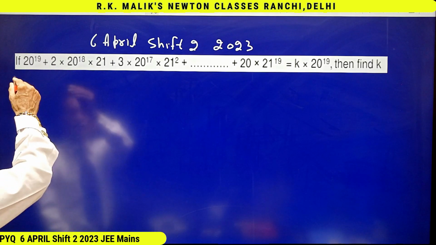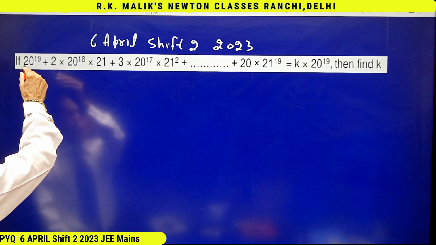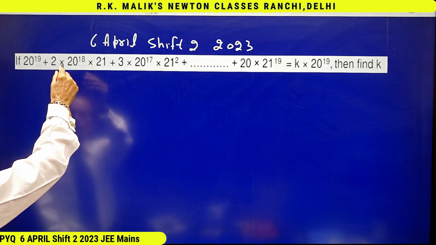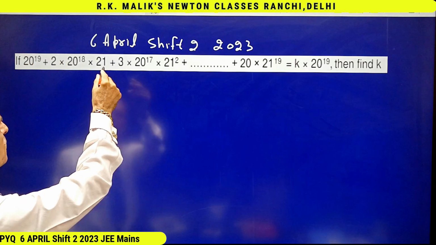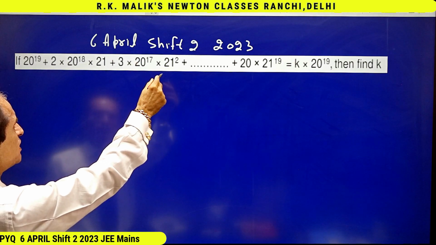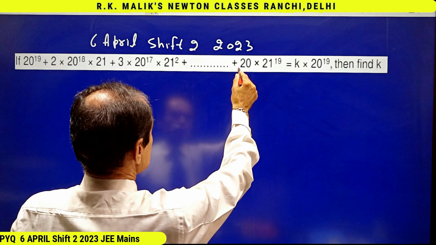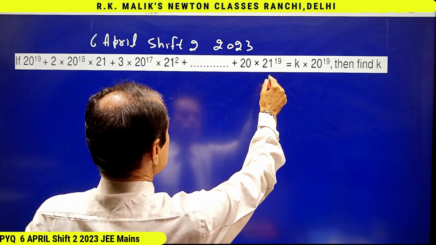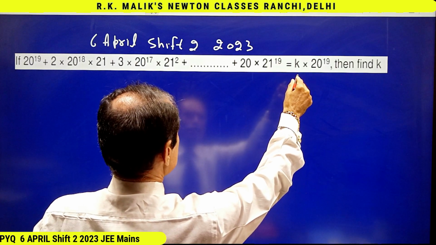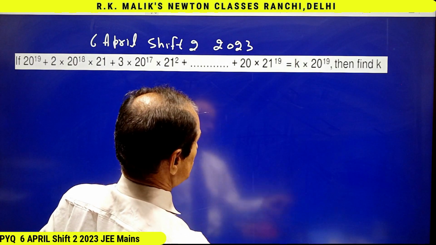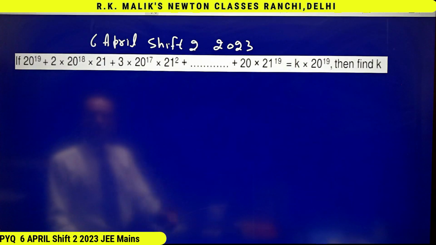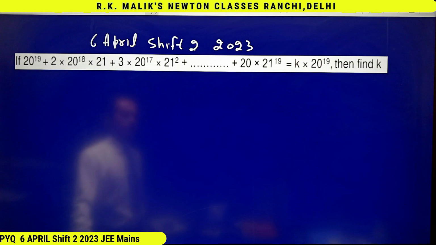In this question, it is given that 20^19 + 2·20^18·21 + 3·20^17·21² and so on up to 20·21^19 is equal to k·20^19. Then find k. As it is clear that it is an arithmetico-geometric series, I can do the question with the help of the concept of arithmetico-geometric series, but I will do it in a better way.